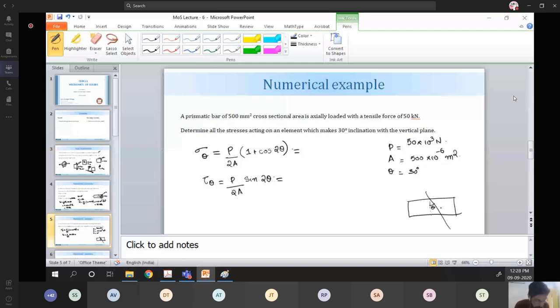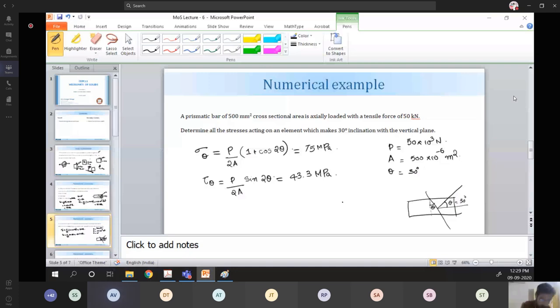Okay, and then here the answer sigma theta is coming as 25 megapascal, and tau theta is coming as 43.3 megapascal. Yes, sir, 43.3 megapascals.